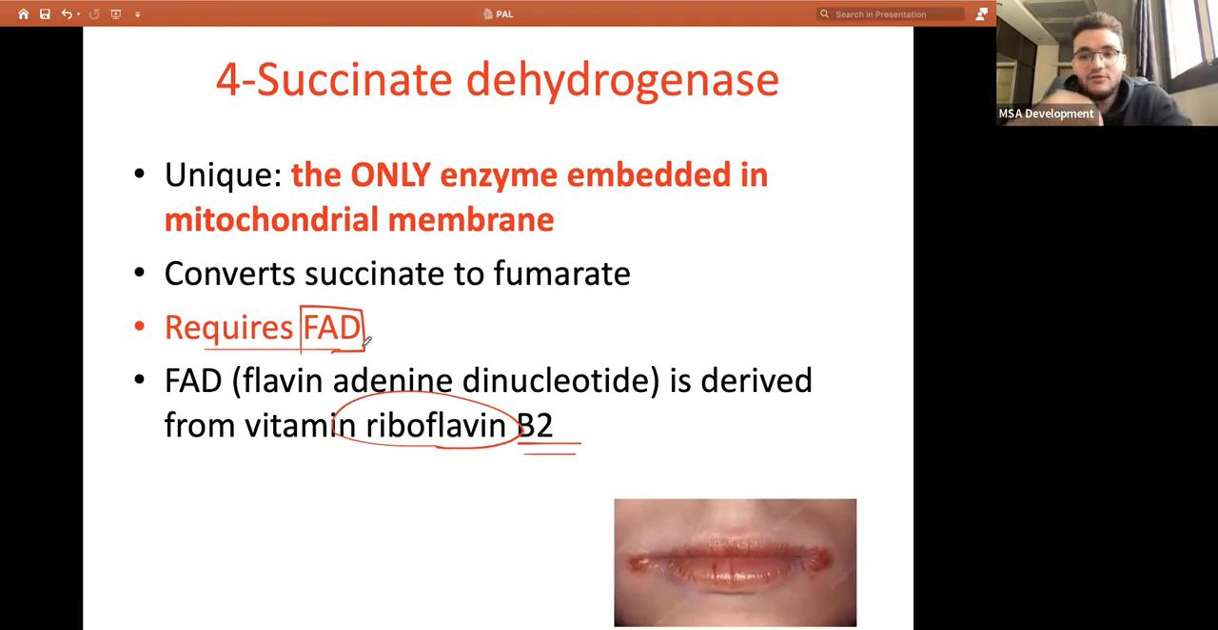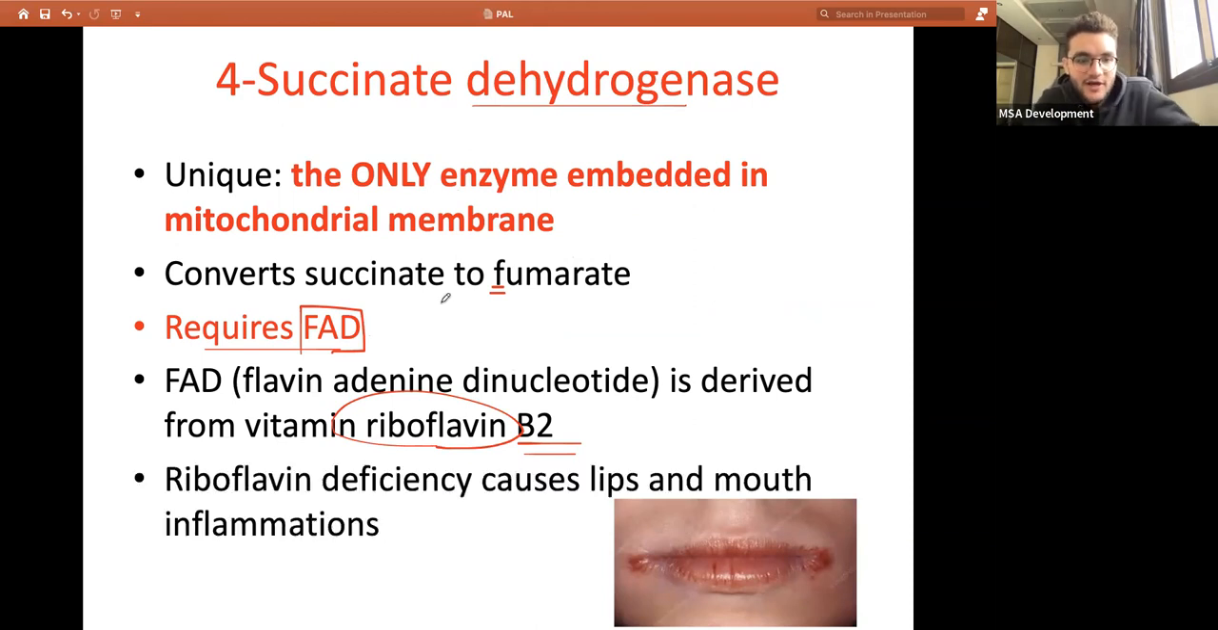Okay, to be able to function, it requires a coenzyme FAD and produces FADH2 as it's being converted to fumarate. So the enzyme is dehydrogenase because you're forming FADH2. And yeah, so this is the fourth step. Now, why is that important?